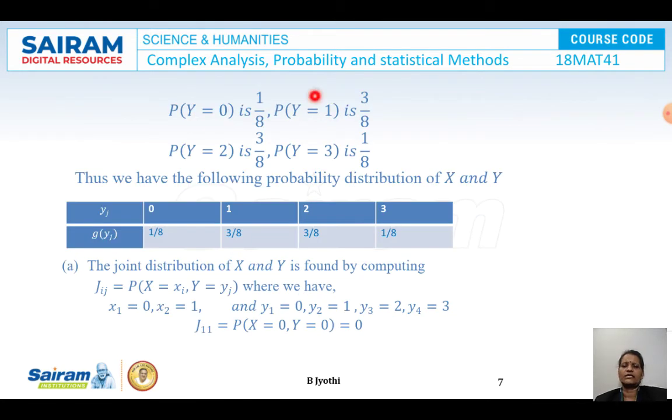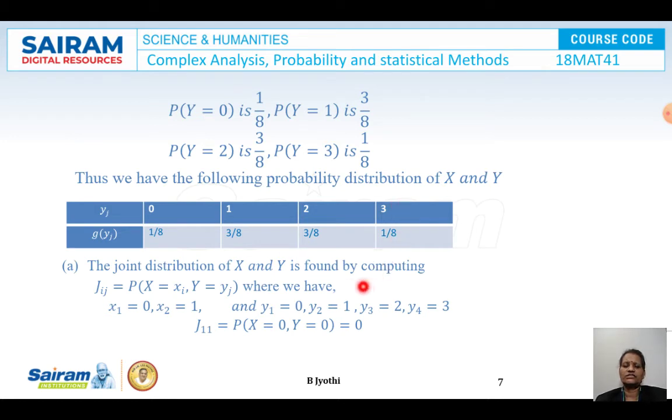When y is equal to 1, it is 3 by 8. Y is equal to 2, also it is 3 by 8. Whereas y is equal to 3, it is 1 by 8. Thus, we have the following probability distribution of y as this: y is equal to 0, 1 by 8. When it is 1, it is 3 by 8. When it is 2, it is 3 by 8. For 3, it is 1 by 8.